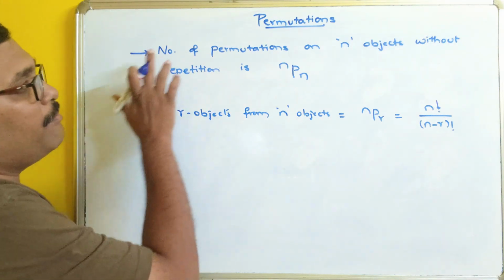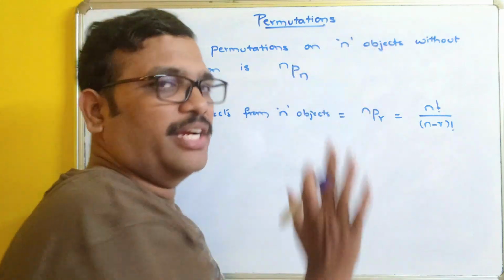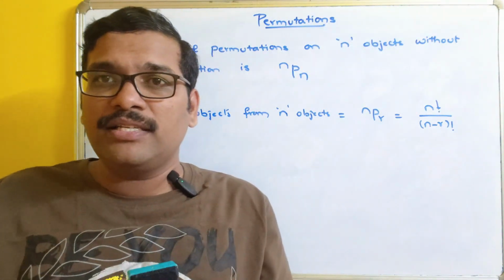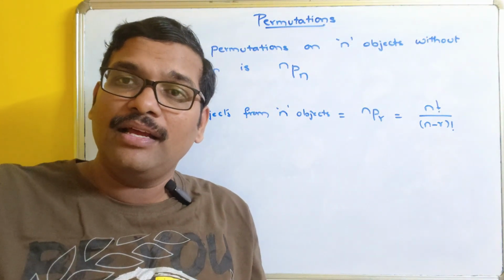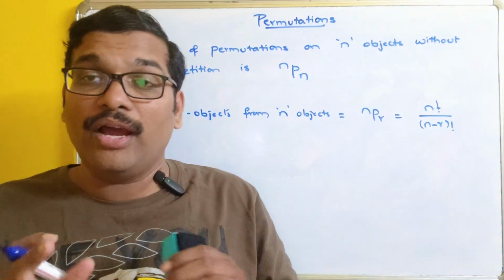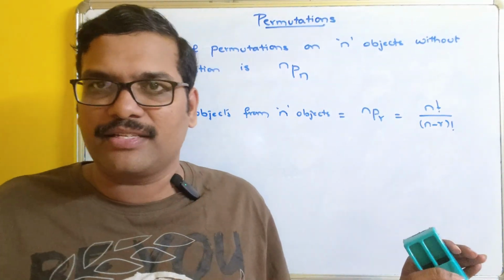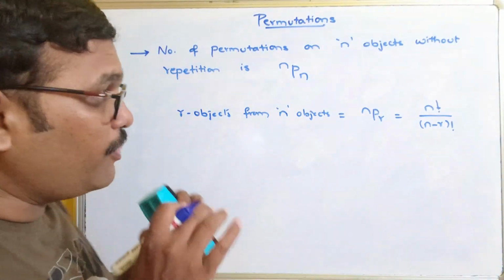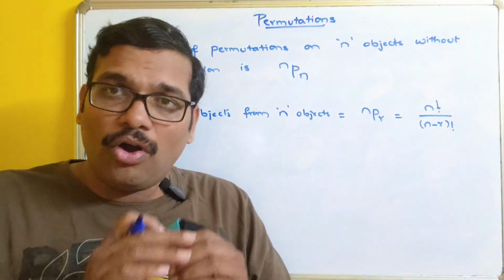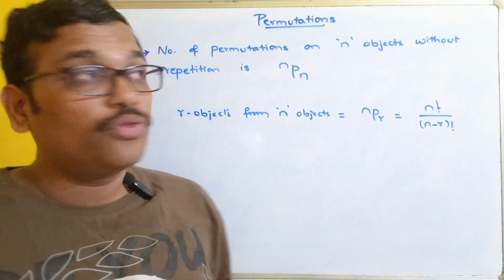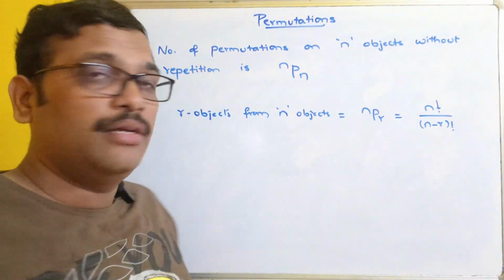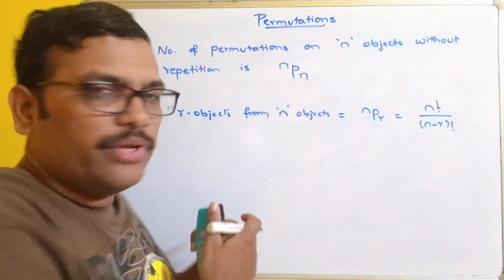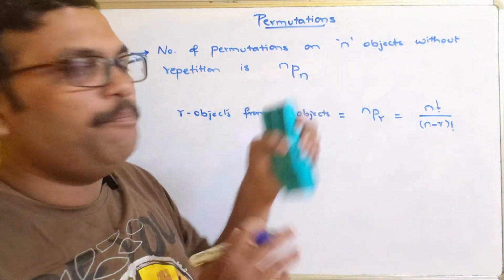But here, the number of permutations on n objects: from n objects we have to select n objects itself. So we have to arrange all the n objects. If you have a question like arranging all the n objects without repetition, then r is equal to n, right? So we say nPn.